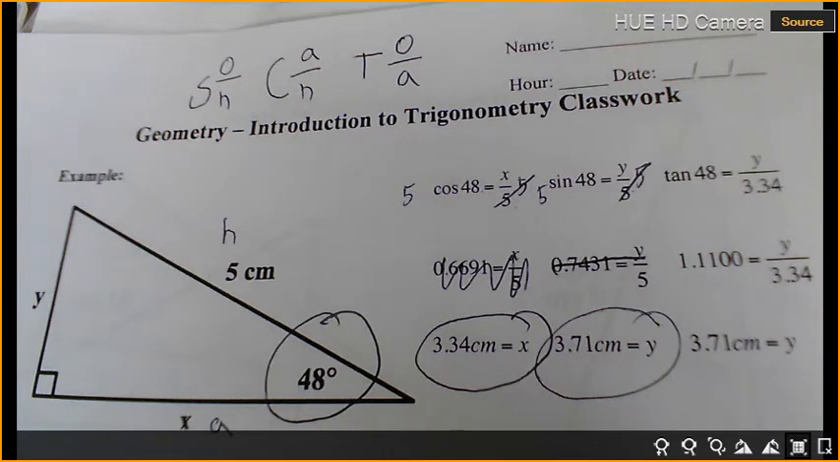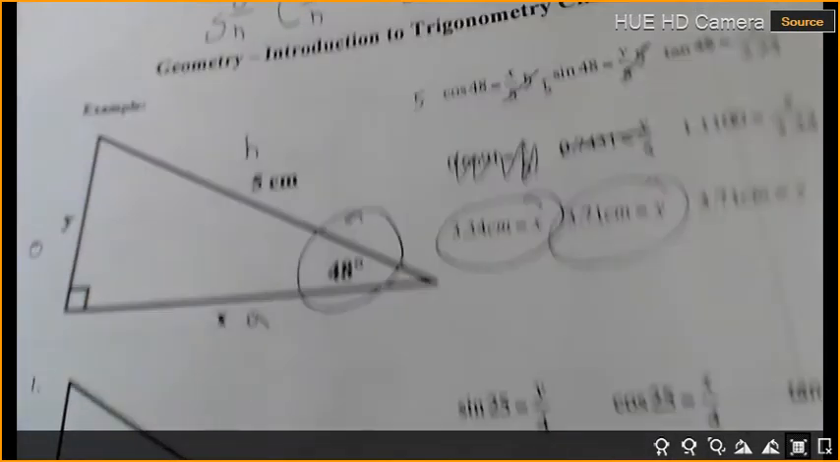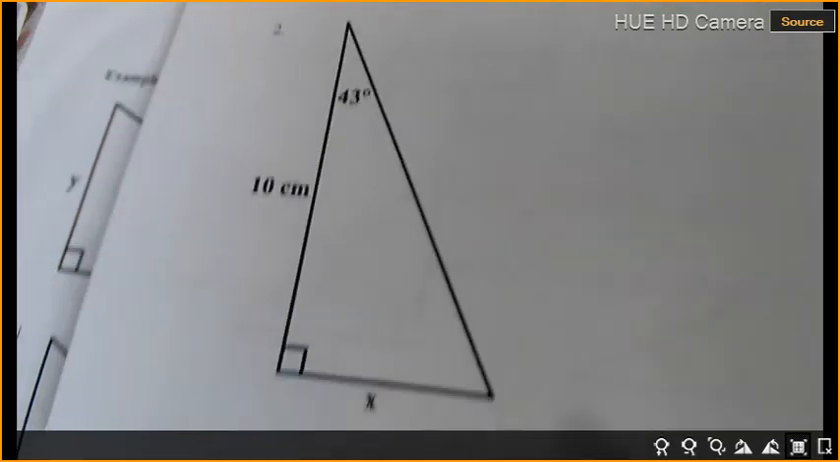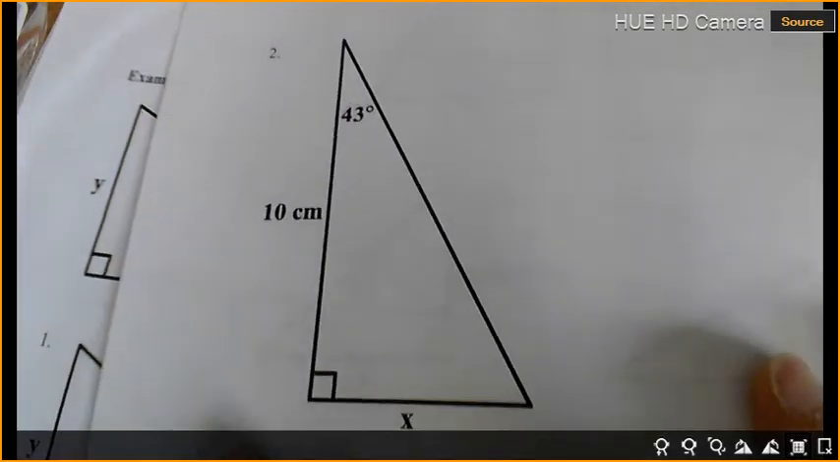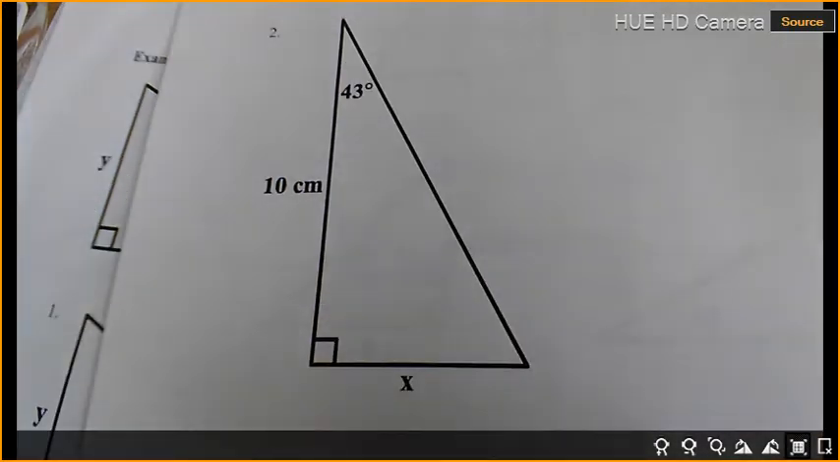Okay, we're actually going to skip number 1 and go to number 2. They're set up for you, and I think setting it up is the most important part. So let's look at number 2. What's the first thing? Is it a right triangle? Yes or no? Yes. Where's my angle?